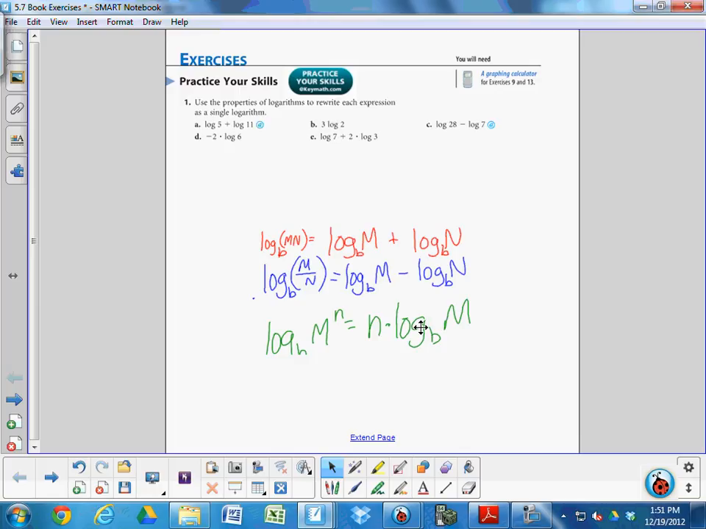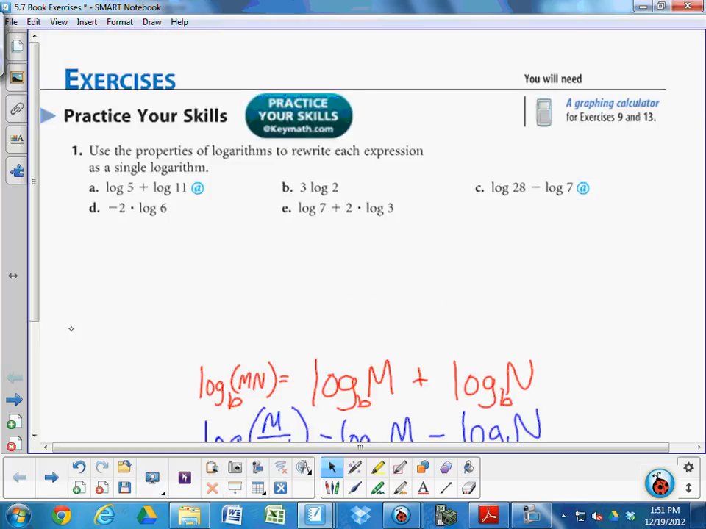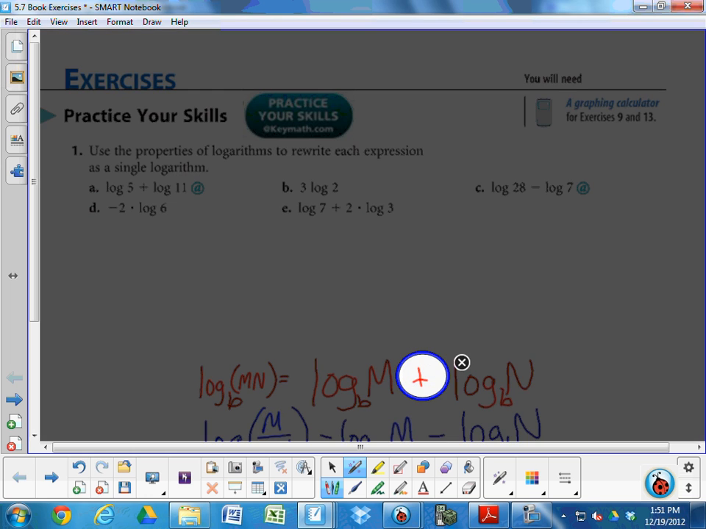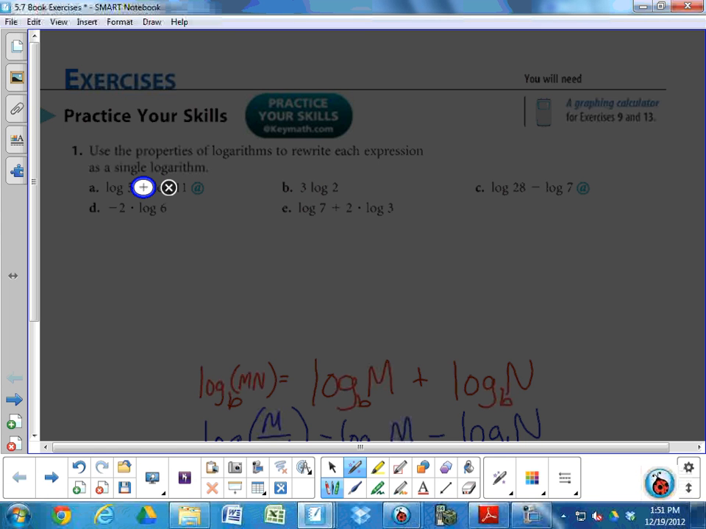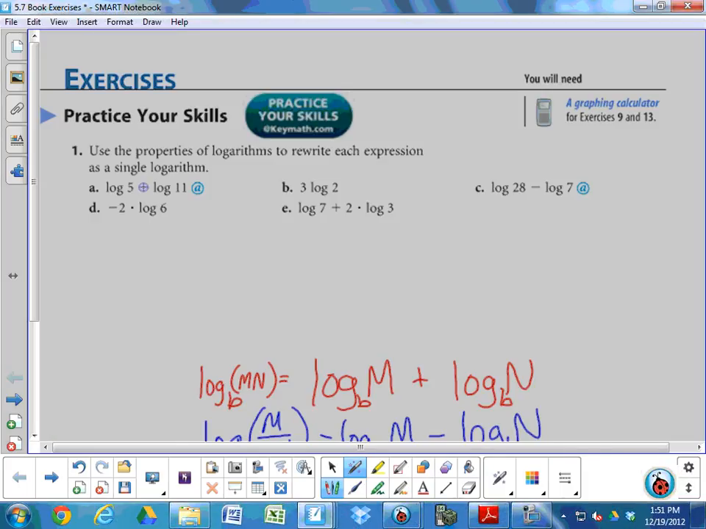Okay, 1A, log of 5 plus the log of 11. So what they're asking you to do is combine that, mash it up into a single log. And here's the rule, and the rule is in red at the bottom of the screen. We're actually going this way with the rule. Start here. You have 2 logs being added, right? You see that plus sign right there?